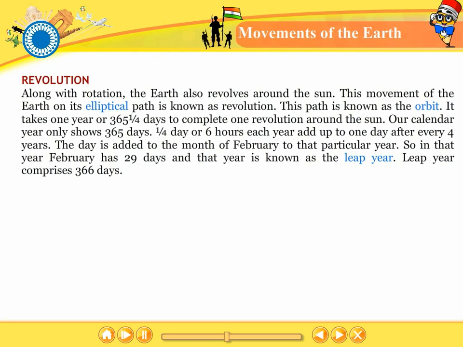Our calendar year only shows 365 days. 1/4 day or 6 hours each year add up to 1 day after every 4 years. The day is added to the month of February in that particular year, so in that year February has 29 days and that year is known as the leap year. Leap year comprises 366 days.